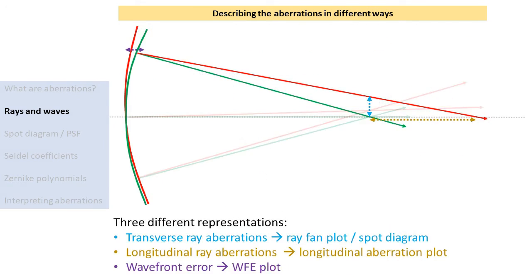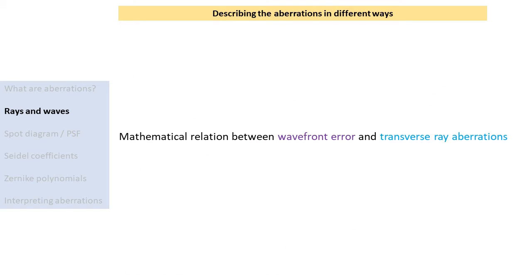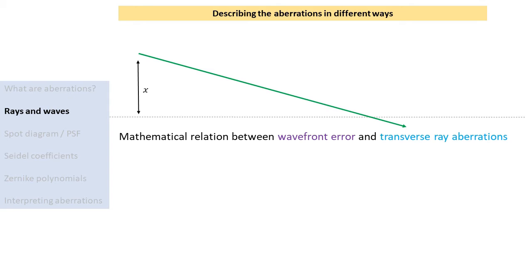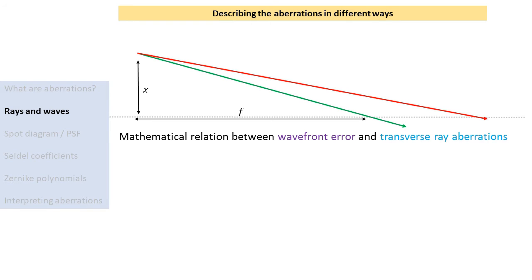We've now seen a few ways to visualize ray aberrations. We also stated that these ray aberrations can be related to a wavefront error. Let's see how we can calculate the ray aberrations from a given wavefront error. Suppose we have an ideal unaberrated ray that intersects the pupil plane at some height x and intersects the optical axis at some focal distance f away from the pupil plane. The actual aberrated ray from the same point in the pupil plane intersects the optical axis somewhere else.